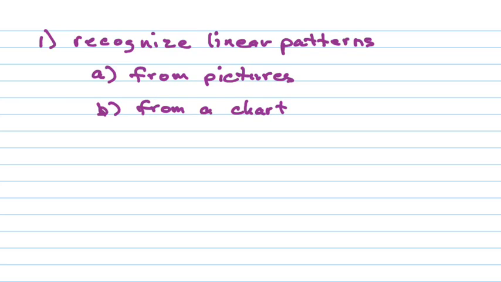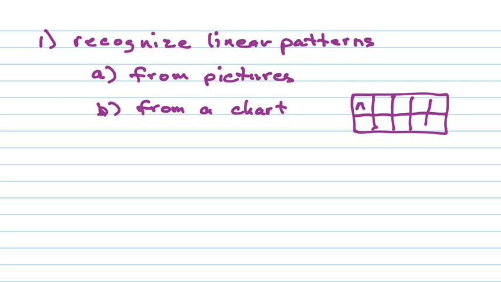And remember, the chart can go up and down or sideways. Someone was saying they liked them sideways. So do I. And remember, you have an N, which stands for the number of the figure. First figure, second figure, third figure, whatever. And then you have a capital T, which is the term you get if you follow that pattern for that particular figure. Right? Okay? So you need to be able to recognize linear patterns from a picture or a chart.